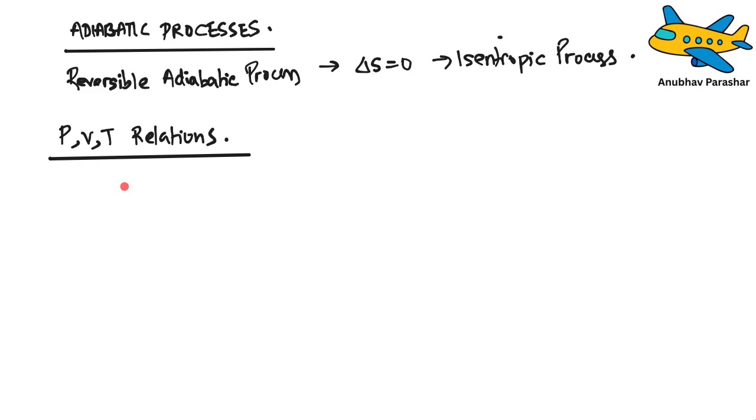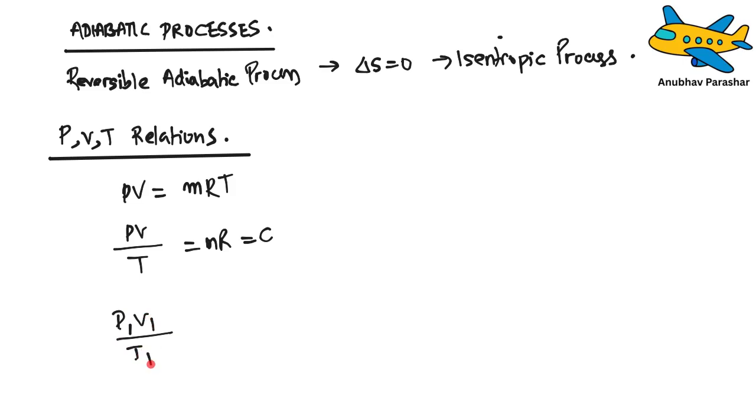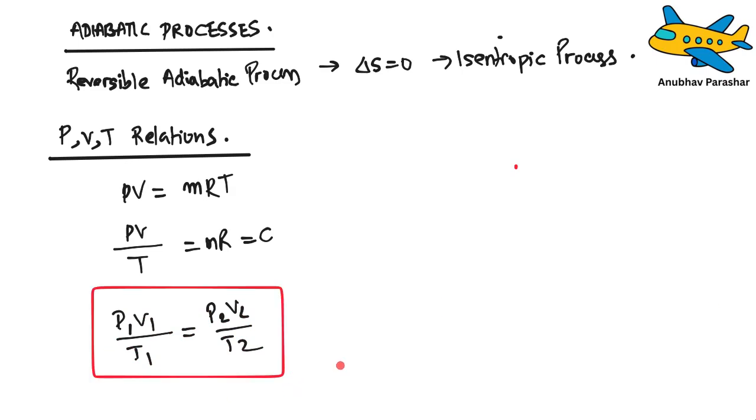So what are PVT relations? Now, first of all, we know that PV is equal to mRT. So PV by T is equal to mR. So mR is constant, so I can say this is equal to constant. So this itself I can recreate. P1 V1 by temperature T1 will remain constant, same as P2 V2 divided by T2. So the ratio PV by T will remain constant for an isentropic process, a reversible adiabatic process, or you can simply say reversible process. So this is the first thing.